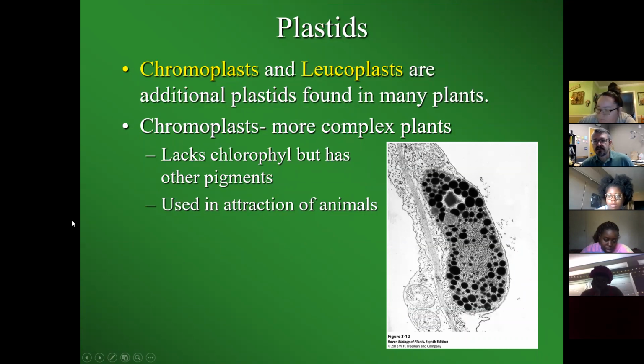A couple of other plastids, the chromoplasts and the leucoplasts, are also additional plastids. We won't get into a whole lot. We will look at some chromoplasts in lab. We were going to do that this past week, but I think we were going to run out of time. What do you think chromo refers to?